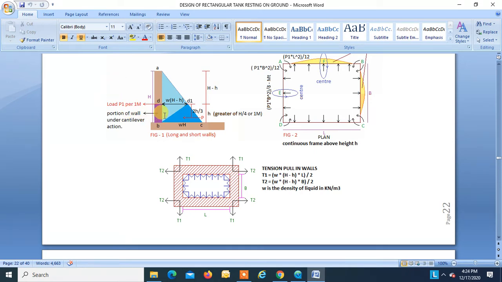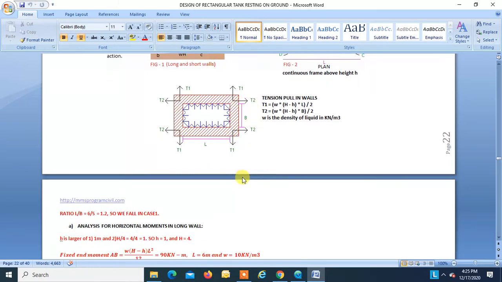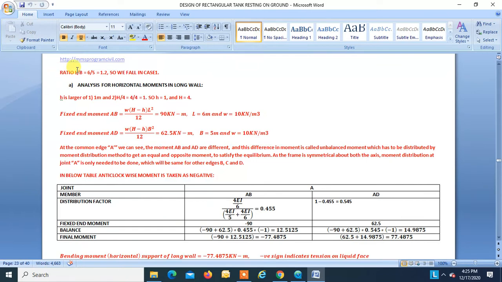The portion below is acting as cantilever. So we are finding the tension pull for this continuous frame. Over here the pressure is W into (H minus h), where H minus h is this height. So this is the pressure acting over here, and that is what we are taking over here. Into L divided by 2 gives T1, and into B divided by 2 gives us T2. Right, now let us move further. The ratio of L by B is 6 by 5, which is less than 2. So we fall in this case 1.